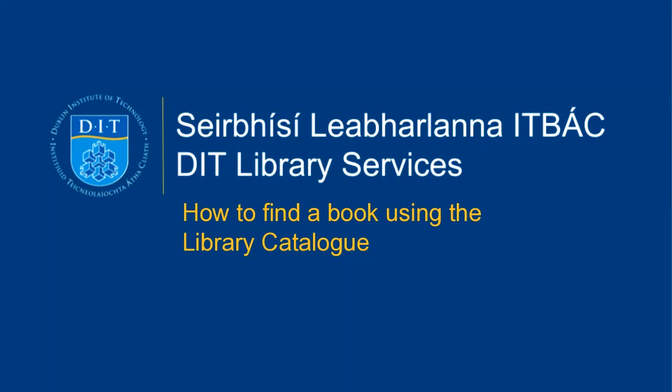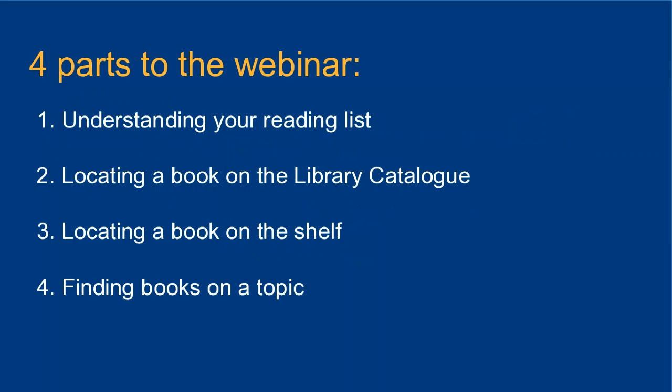Welcome to this webinar on how to find a book using the Library Catalogue. There are 4 parts to the webinar altogether. First part is understanding your reading list, locating a book on the Library Catalogue, locating a book on the shelf, and finding books on a topic.